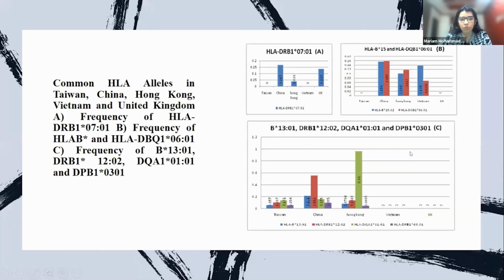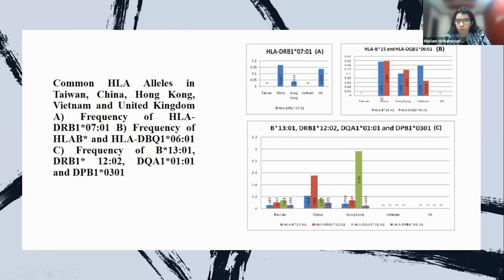So these are the common HLA alleles in Taiwan, China, Hong Kong, Vietnam, and the United Kingdom. Particularly this allele, HLA-DRB1*0701, was the allele found most frequently in China, Hong Kong, and the UK. However, this allele was not prevalent in countries like Vietnam and Taiwan.